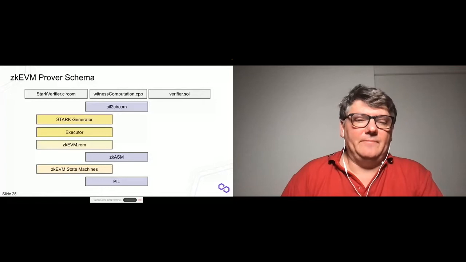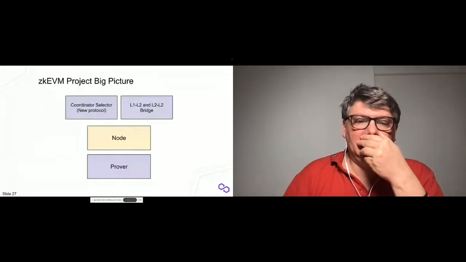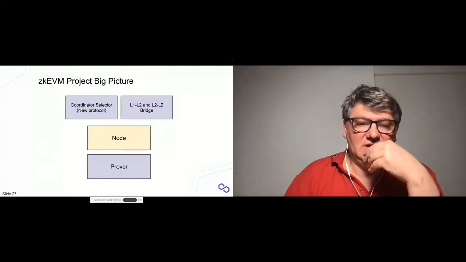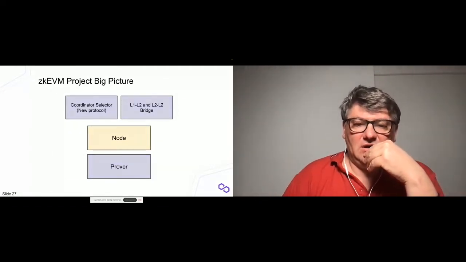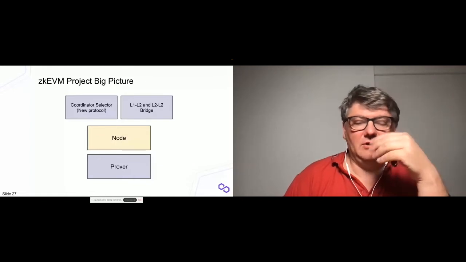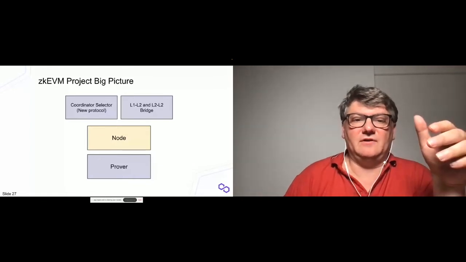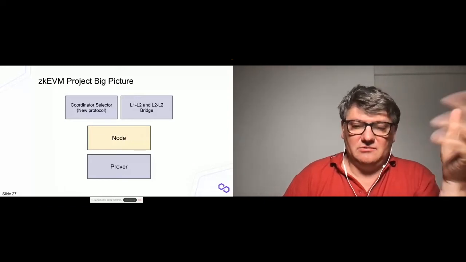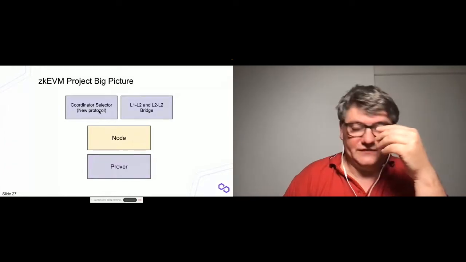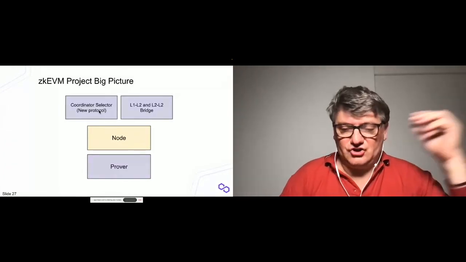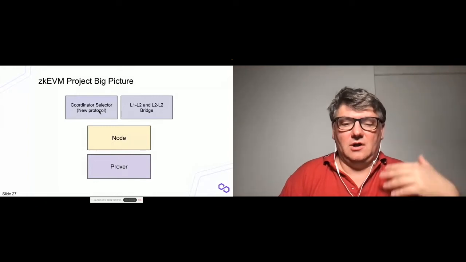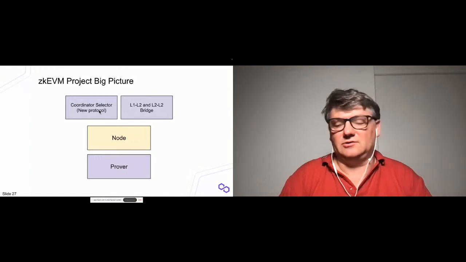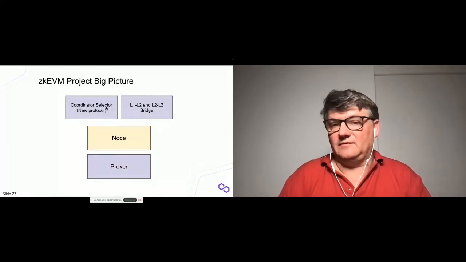Okay, we have some time, just to finish the project. Of course, this is the part of the prover. All of this goes together with the node. Here we have a coordinator selector. Here we have the proof of efficiency that we released. We did a post in the research forum a couple of weeks ago for selecting the coordinator. It's a fully decentralized way of selecting it, and very simple and very optimal.